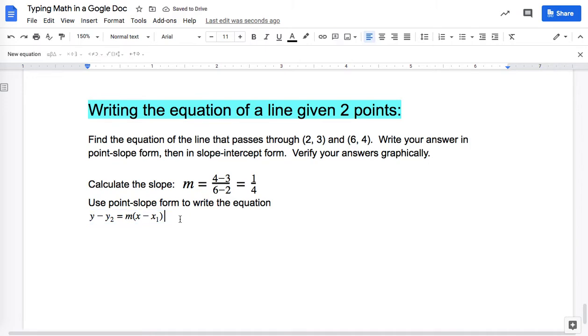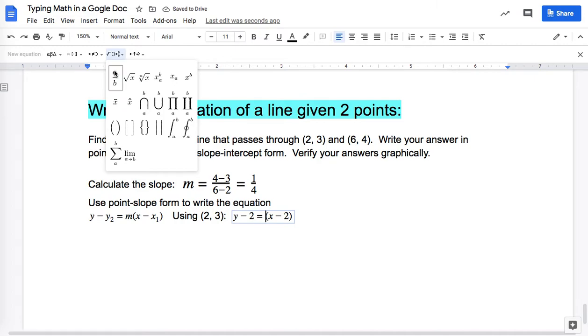Now, you can do this two ways. We can use the point 2, 3. If we use 2, 3, we would substitute 2 in for the x value and 3 in for the y value. So this is what's kind of nice about typing. If you have to do things electronically for your teacher, the 2 goes here and the 3 goes here, and we know our slope is 1/4, so we're going to put that 1/4 in there because we just calculated that.